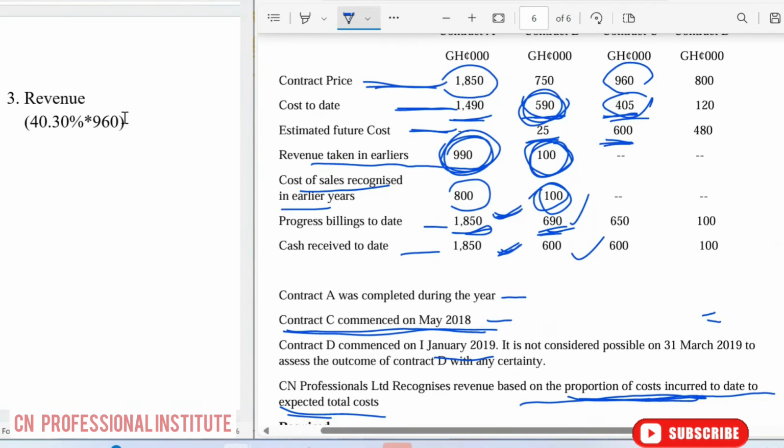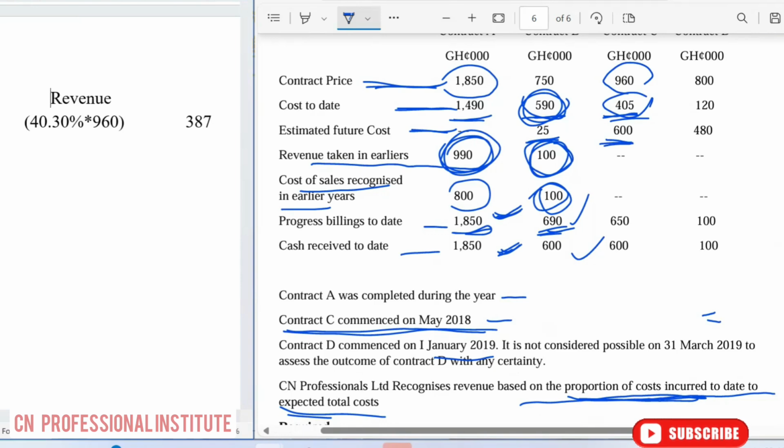Are you getting it? So yes, they've not recorded revenue. This is the first time we are recording revenue. So there's no previous revenue. If there's previous revenue recognized, we would have deducted it. Fine. Okay, so this by this gives us 387. This gives us 387.